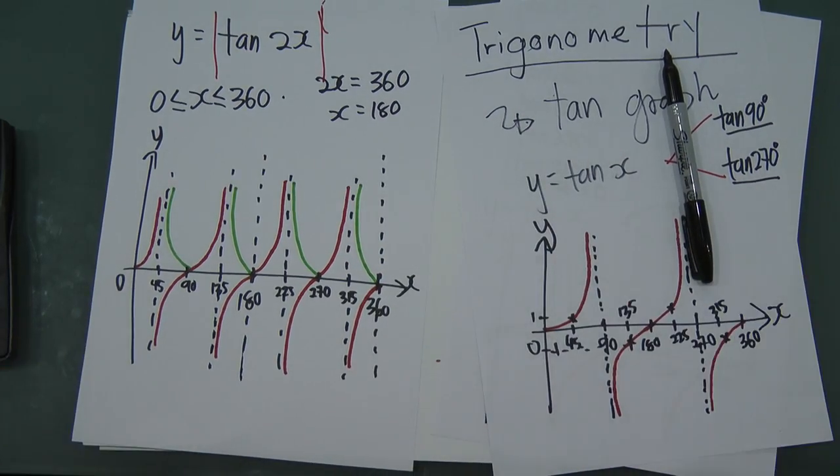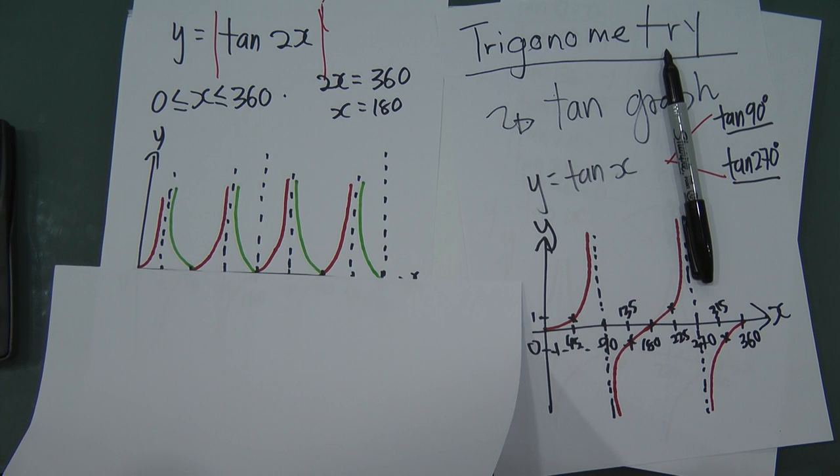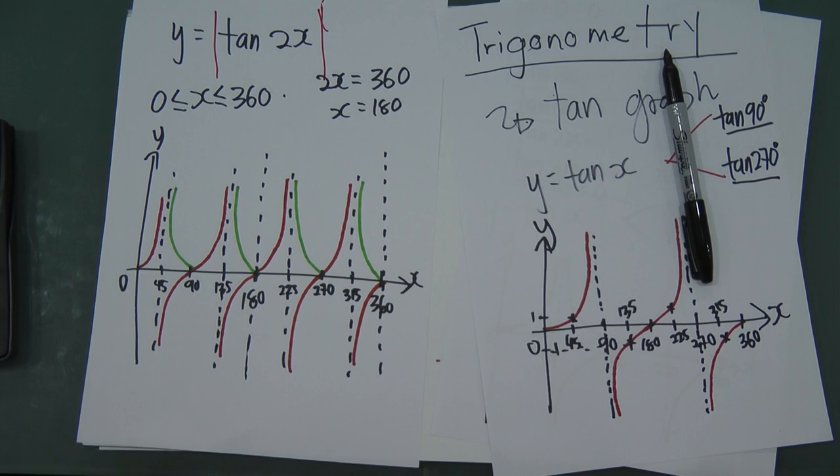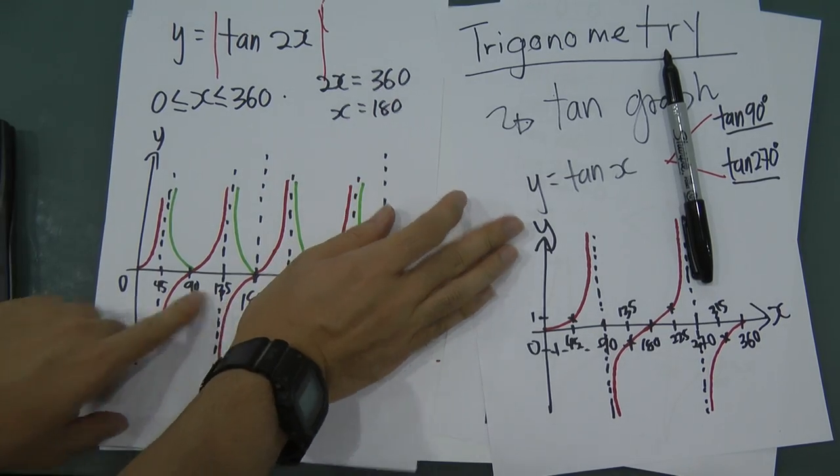Okay, you forget about the bottom part, then you're done. This is for y equals modulus tangent 2x. Actually, it's not really hard, but you really need to understand the concept. Like 180, how are you going to divide it into the 4 parts?